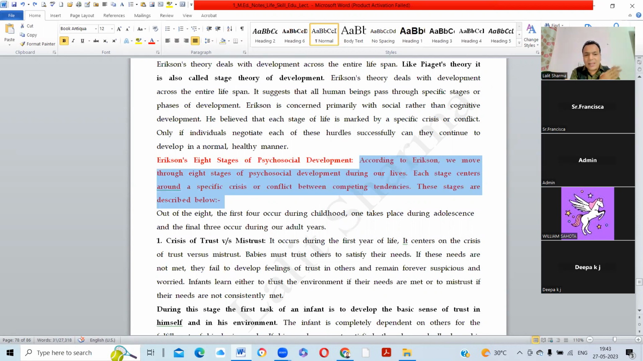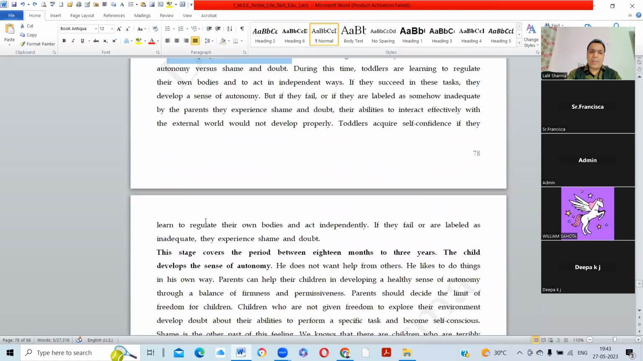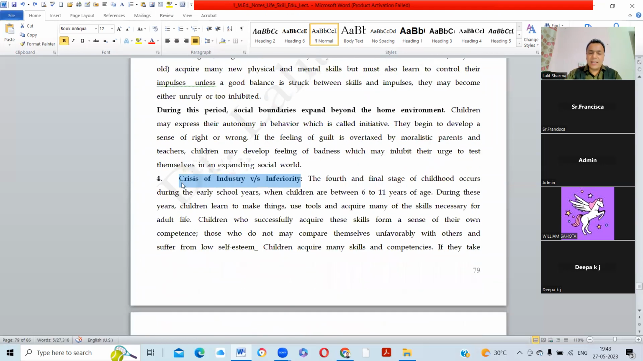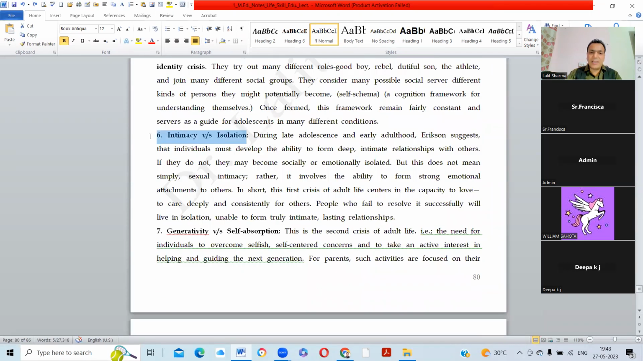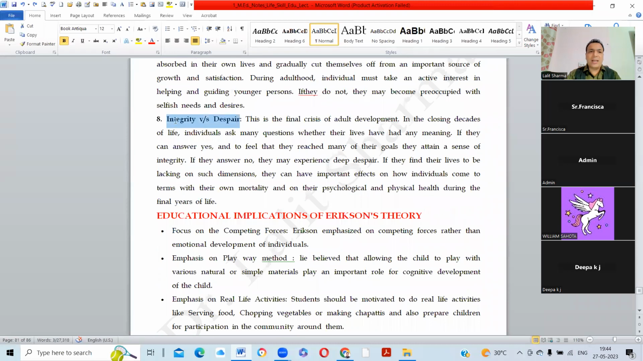Each stage centers around a specific crisis or conflict between competing tendencies. Which stages are they? Trust versus mistrust, autonomy versus shame and doubt, initiative versus guilt, industry versus inferiority, identity versus role confusion, intimacy versus isolation, generativity versus self-absorption, and lastly integrity versus despair. So under the Erik Erikson theory, you have to learn the 8 stages of psychosocial development.